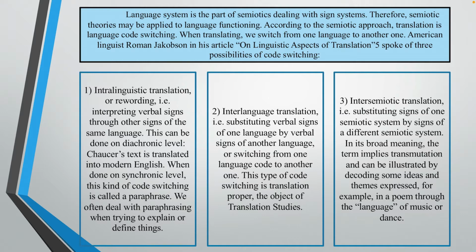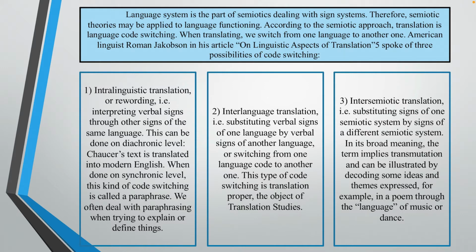American linguist Roman Jakobson, in his article on linguistic aspects of translation, spoke of three possibilities of code switching. The first, interlinguistic translation, or rewording: interpreting verbal signs through other signs of the same language. This can be done on the diachronic level. Chaucer's text is translated into modern English. When done on the synchronic level, this kind of code switching is called a paraphrase. We often deal with paraphrasing when trying to explain or define things.